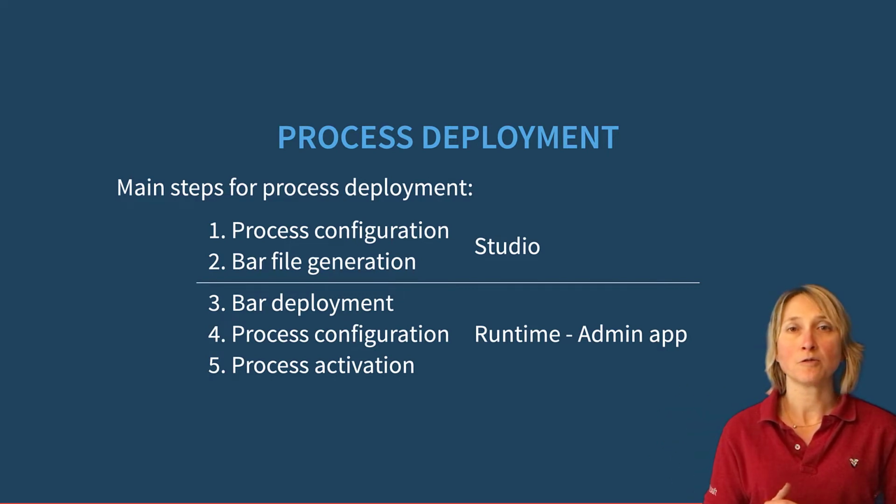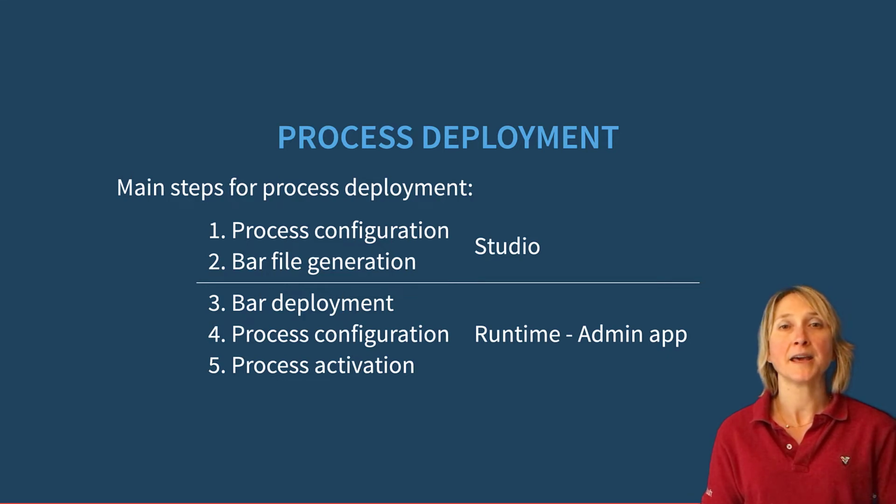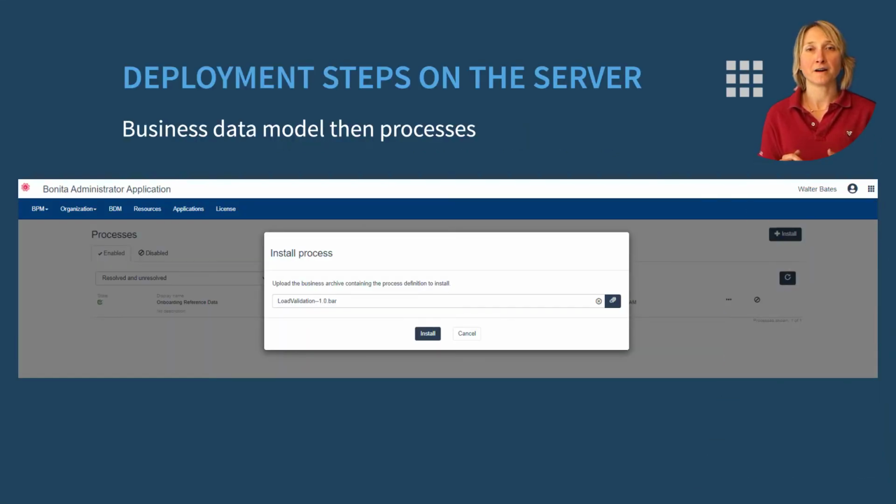In Bonita Studio, the process is configured with the actor mapping, the parameters, etc. Then, a .bar file is generated by clicking on Server, Build. Then the bar file is deployed in the process menu of the Bonita Administrator application, and after configuring the process there, you can activate it.